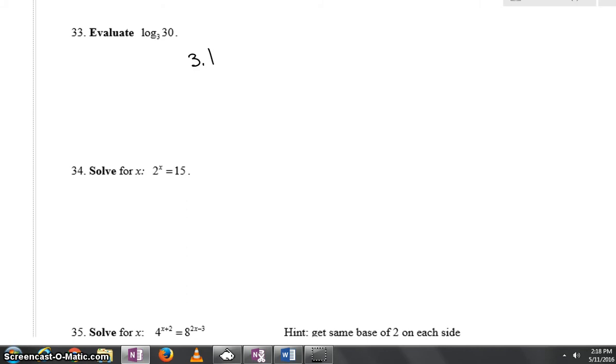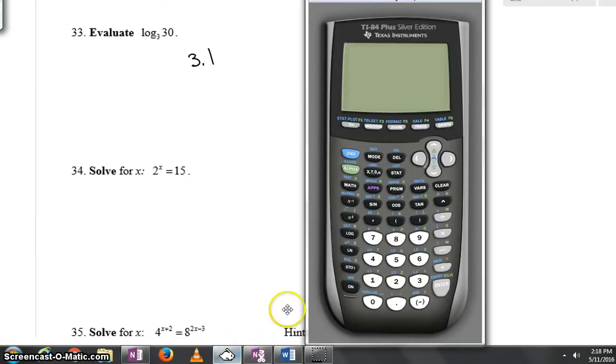Page 7 of our final exam review in our Algebra 2 class. We actually did number 33 last video on page 6. And again, all you have to do is go to your math button, go down to the log base. I could even do it again. It only takes a few seconds. Type in a base of 3, go over to 30, and you pretty much get your answer almost immediately.